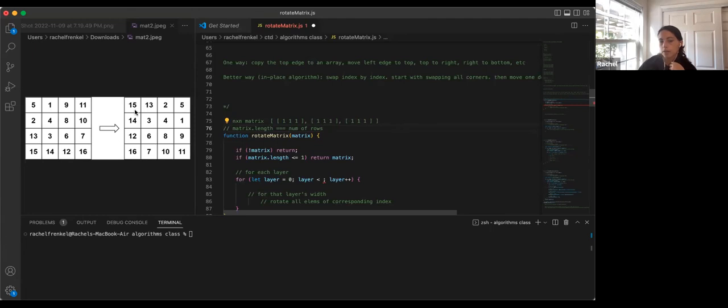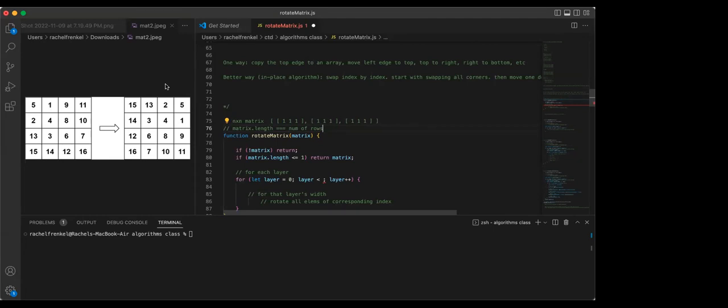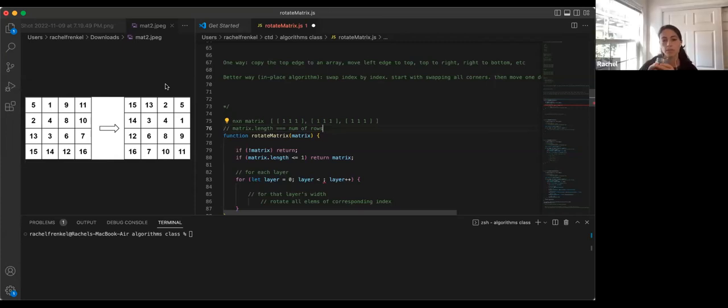And how many layers are in this matrix? How many times are we going to go through and rotate the layers? Like 4 times? So it's a 4x4 matrix, but by layer, I don't mean edge, I mean an entire layer. So we rotate this, and then we rotate this. So it's actually 2 times.